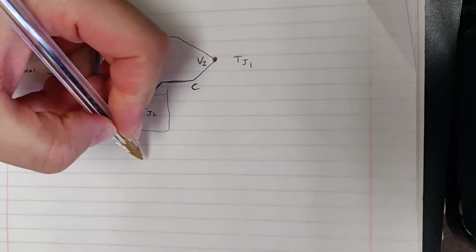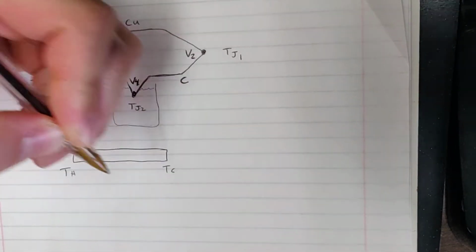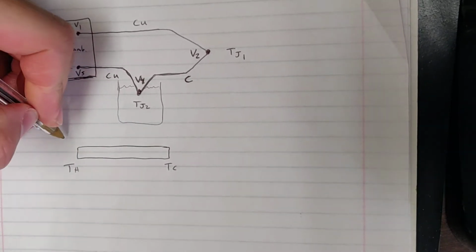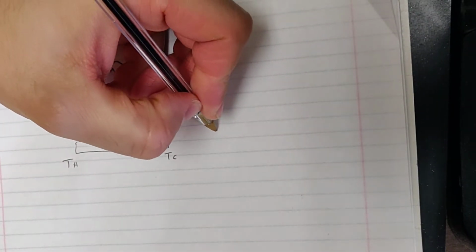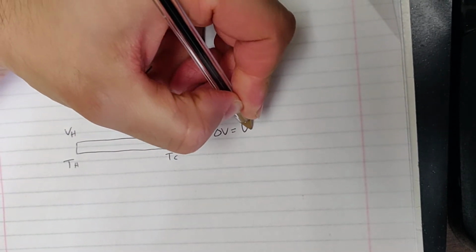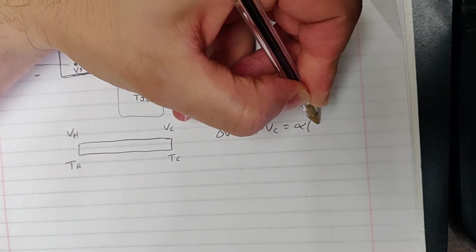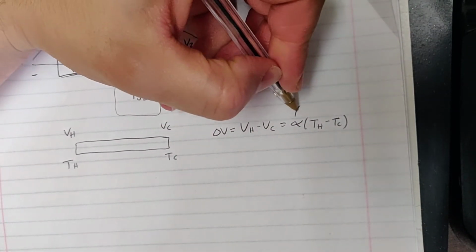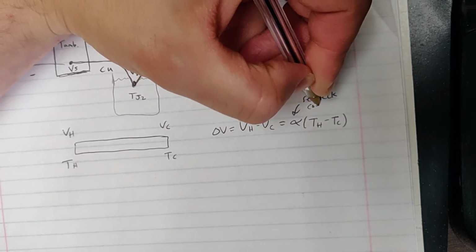So remember that if we have a length of wire with a temperature difference that we maintain across it, this will create a voltage difference. So I'll call this end V hot and V cold, and the voltage difference between the hot and the cold side is going to be proportional to the temperature difference, and that relationship is related by the Seebeck coefficient.